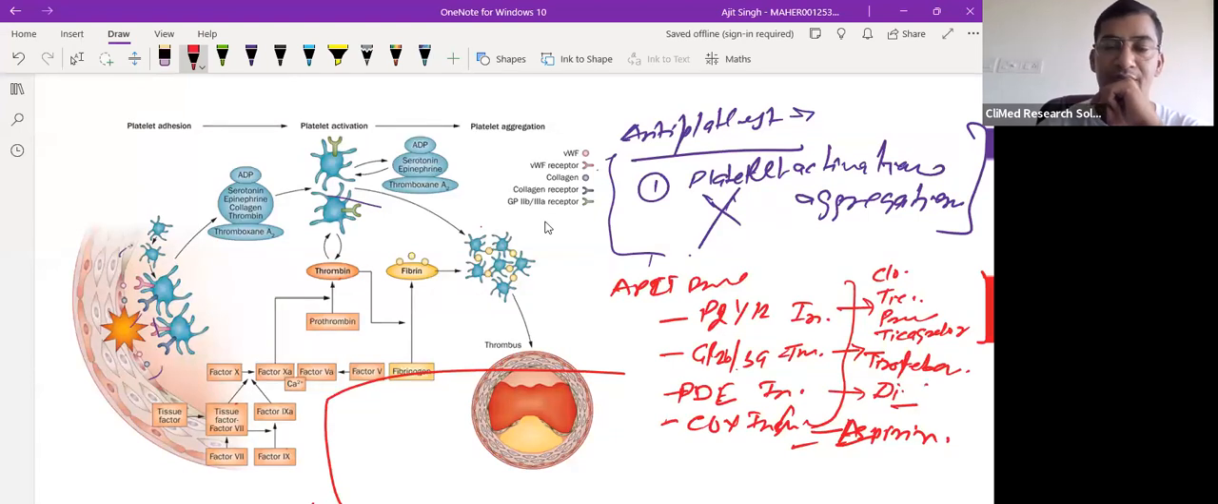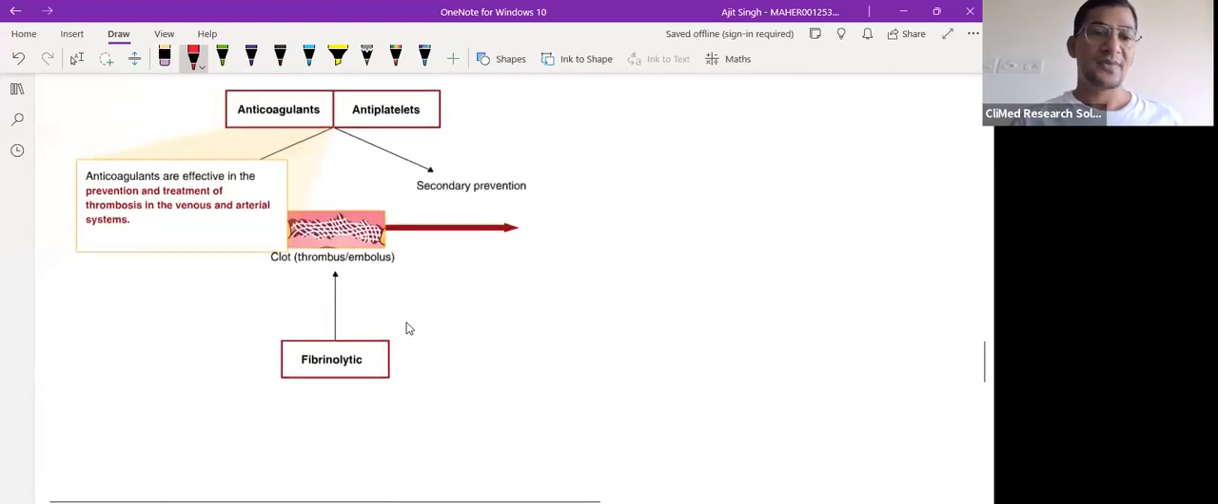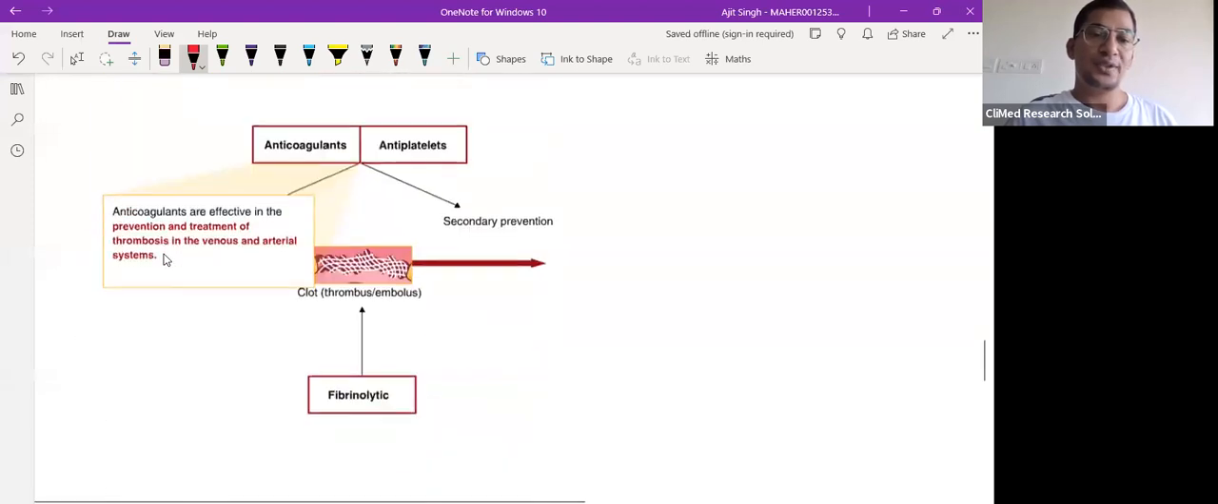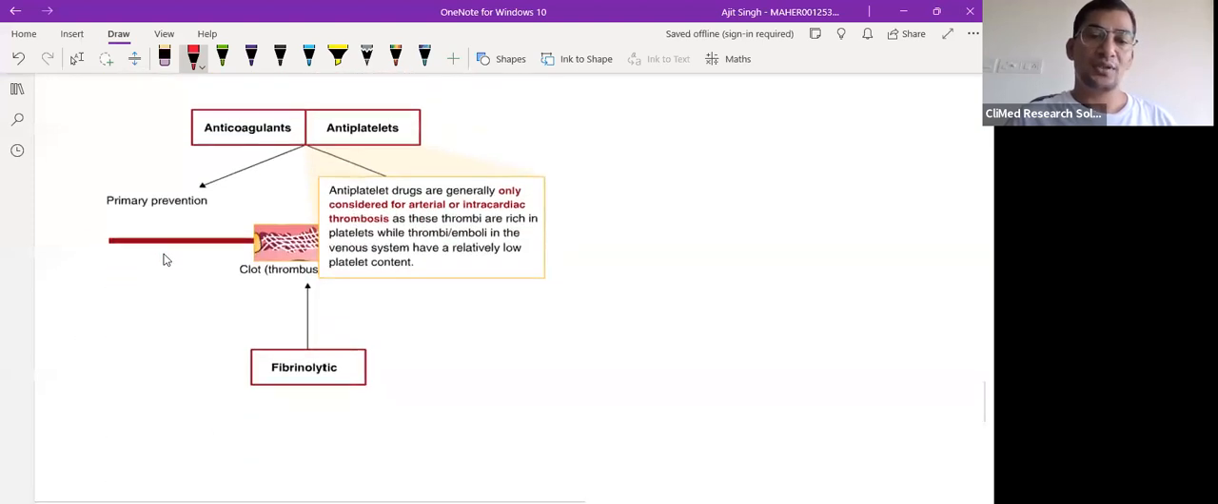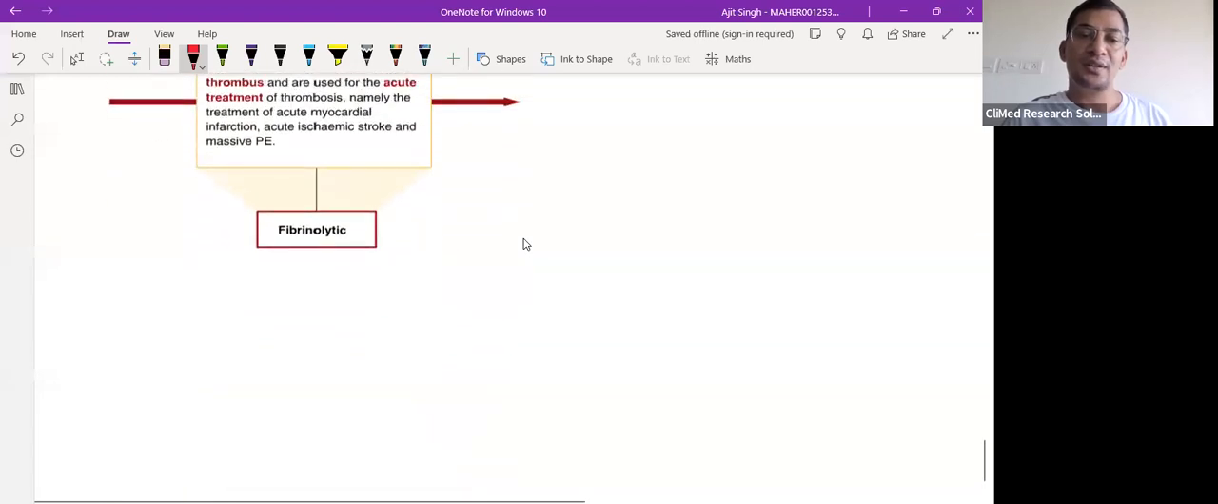So see, guys, look at this. Anticoagulants are effective in the prevention and treatment of thrombus in the venous and arterial system. As I told, these are for both prophylaxis and treatment. These are only for prophylaxis. Antiplatelet drugs are generally considered for arterial and intracardiac thrombosis, as these thrombi are rich in platelets, with thrombi emboli. So these are usually to stop or prevent.